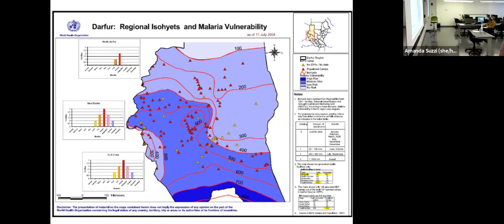So this is one way to do a map that's a gradient. So you see it goes from light purple to dark purple. Typically you'll see the lighter colors be a lower value and the darker colors be a higher value.